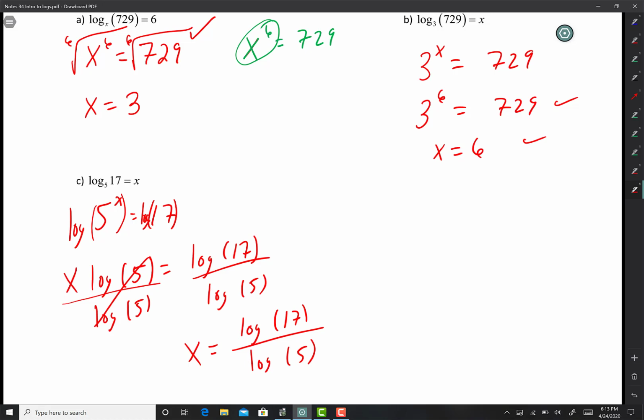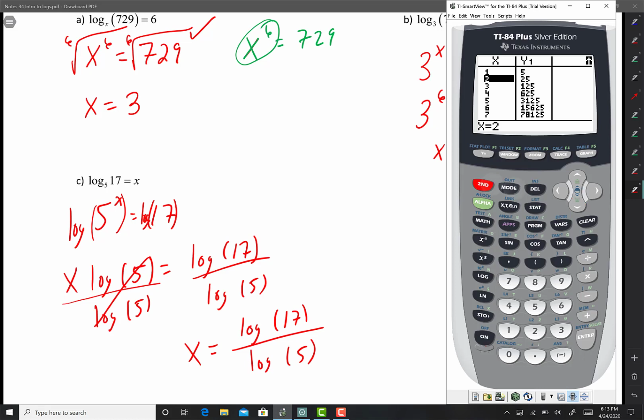So let's see if this is true, guys. I'm going to take my little calculator here, and I want to see that this is a true statement. I'm going to press alpha y equals, and that's going to give me my little fraction. On the top, I'm going to write log 17, and on the bottom, I'm going to write log 5, and I'm going to push enter, and it's going to give me a number.